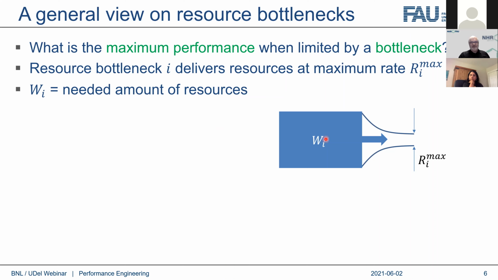So these resources have to go through this bottleneck, and of course it's very easy to find out then what's the minimum runtime when I'm only limited by that particular bottleneck. It's just the amount of resources divided by the maximum rate, and there might be an additional latency term, but often we can neglect that. Okay, so this is like the minimum runtime when I'm limited by a single bottleneck I.